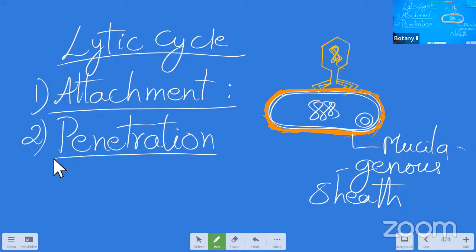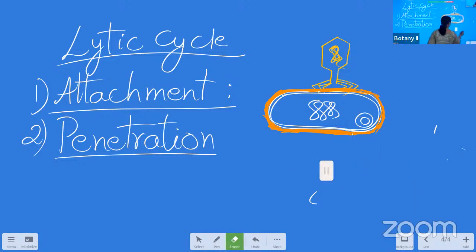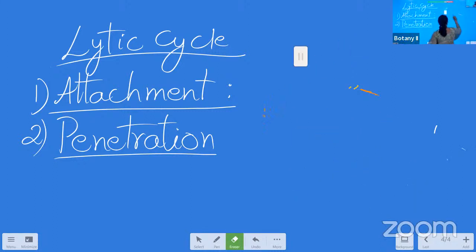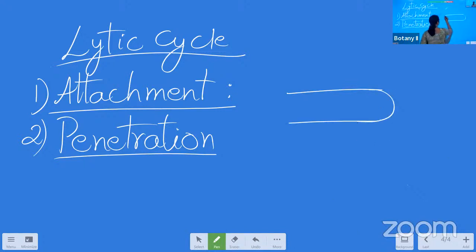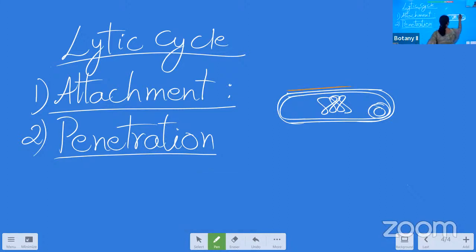Penetration. Penetration means they will be injecting themselves. They will pierce the cell wall, make a hole and enter into it. That is called the penetration. So how to show this here? The bacteria is like this, having the genophore and the plasmid, and the cell wall and the plasma membrane for it. Okay, and having the mucilaginous layer also.